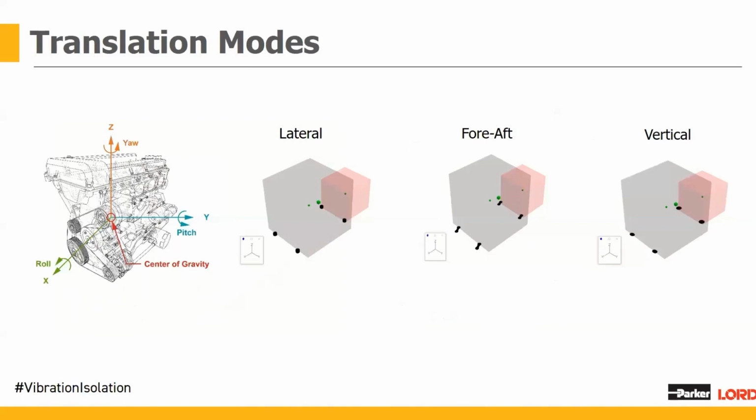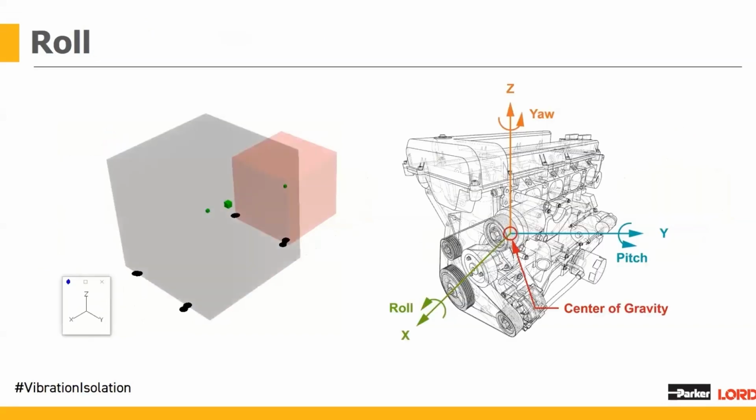So again, this is the motion of the engine along the axis, side to side, front to back, top to bottom. So a little bit different than the translation modes is we look at the rotation about each one of these axes. So in this illustration, we show that the motion of the roll, or the rotation about the x-axis.